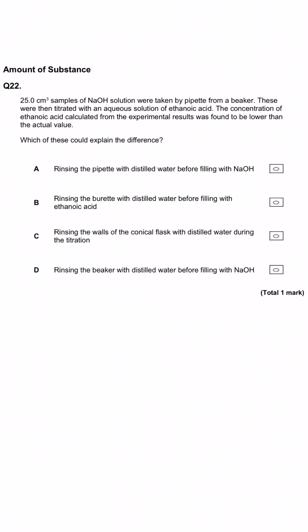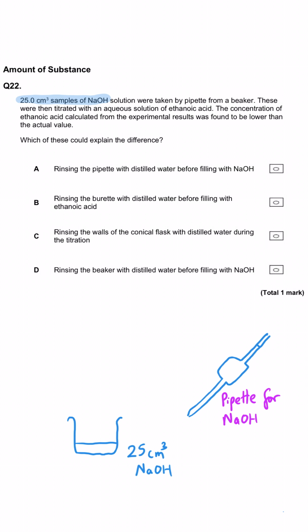Here we're being asked a question about a titration, and 25 cm cubed of sodium hydroxide has been added to a beaker using a pipette. It was then titrated with an aqueous solution of ethanoic acid. It was found that the concentration of ethanoic acid calculated was lower than the actual value. And we've been asked what could explain the difference.